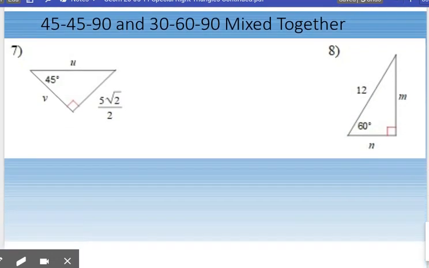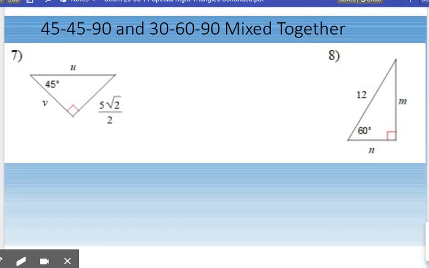Okay, last couple before we take the quiz. I'm going to pause the video and complete these two. All right, starting off here. This is a 45, 45, 90. So these are my legs. They're the same. So I know right away that V is 5 square root of 2 over 2.